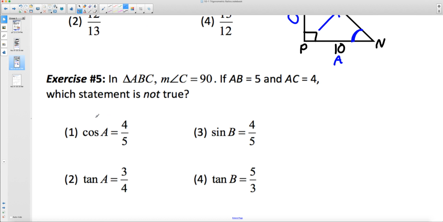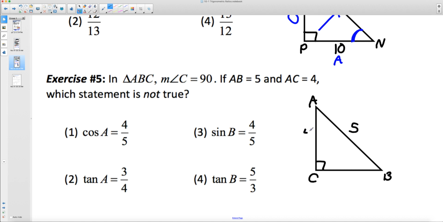Right, we'll take a look at another one. So once again, we have a right triangle. It's not labeled for us, so we'll just draw our own, no big deal. Angle C is the one that's 90 degrees, so let's just make this A and this one B. AB is 5, AC is 4. Which statement is not true?